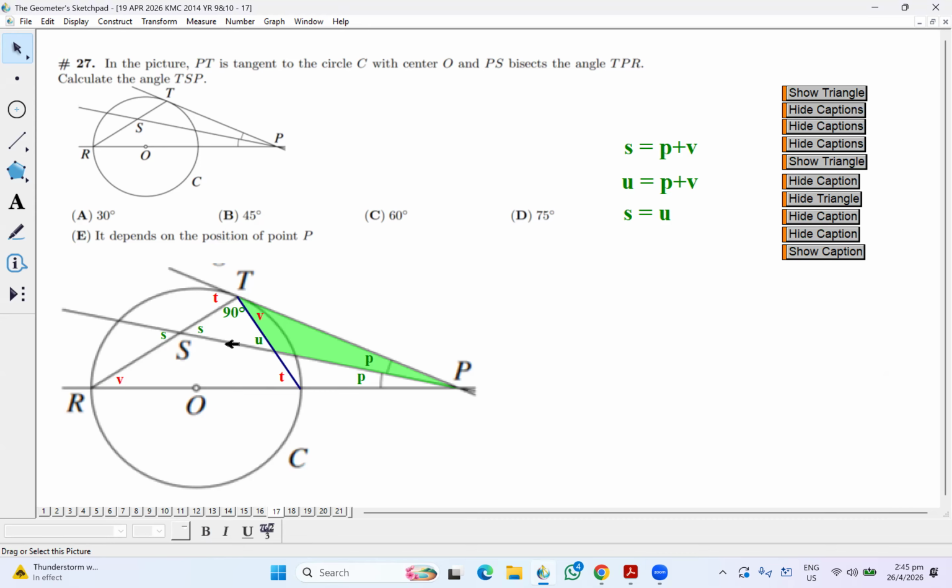But then this triangle is 90 degrees. S equals U, S plus U also 90. So S equals U is 45. Answer 45. Okay. Geometry. Next question.